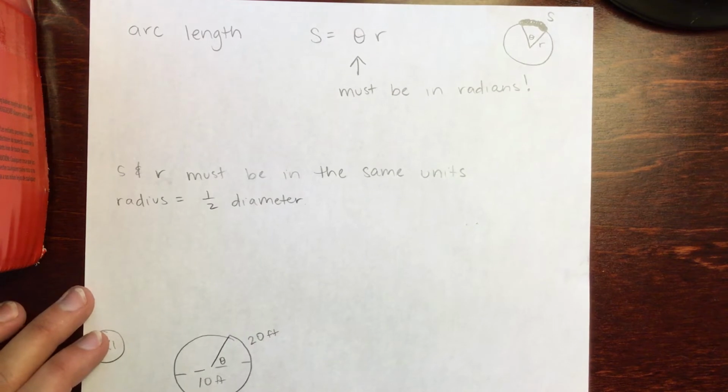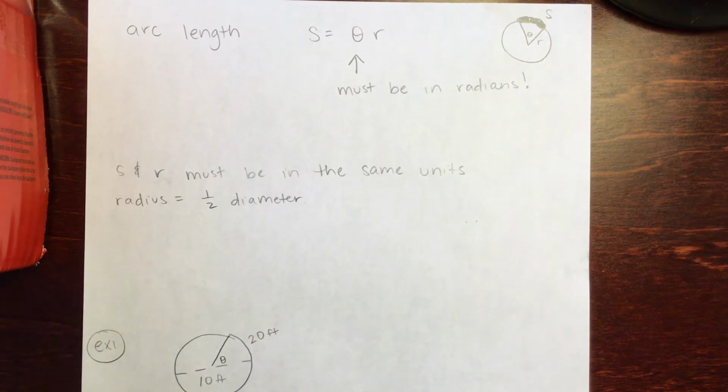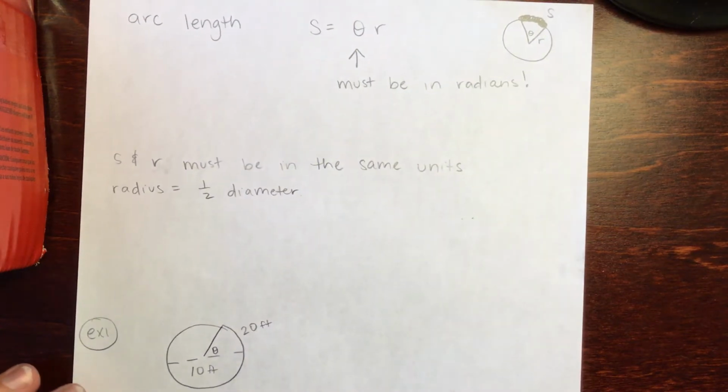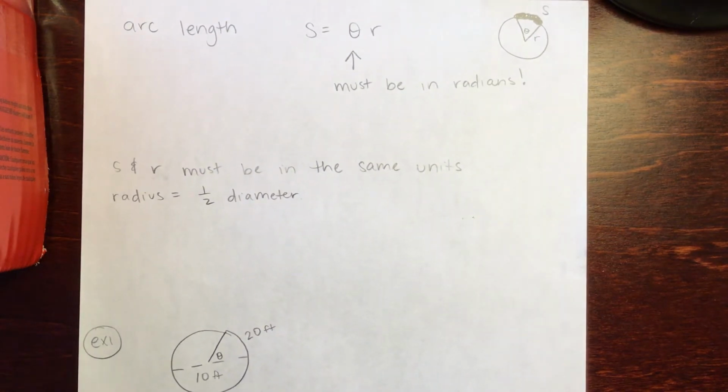A couple things you need to keep in mind when you're working these problems is theta must be in radians because we're using the radian definition to come up with this formula. S and R are both distances and they must be in the same units, both inches, both feet, both meters. Make sure if one is different, you need to convert it before you can sub it into this formula. And last, the radius is half of the diameter.